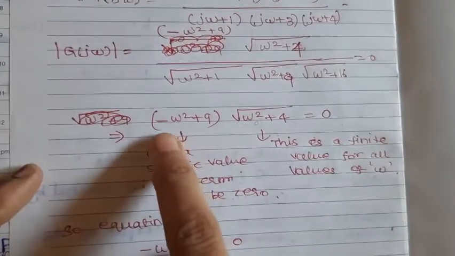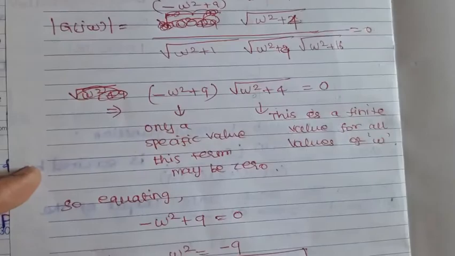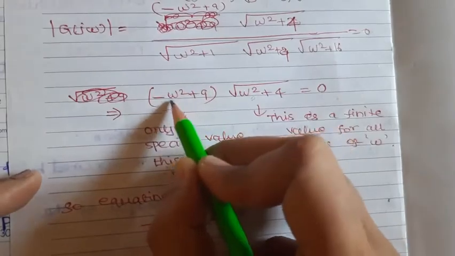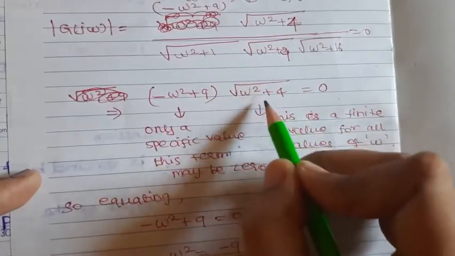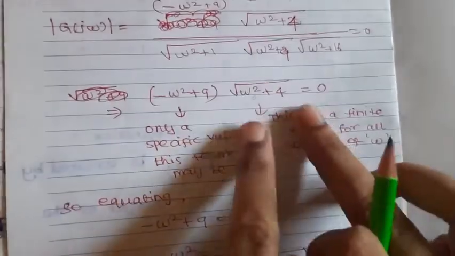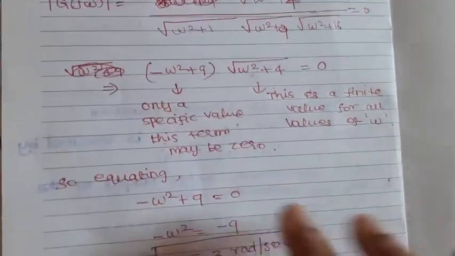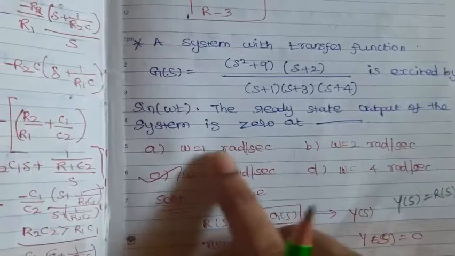For only a specific value of omega, this term may be 0, right? If omega equal to 3, this term equals 0. With 3, 3 squared is 9, minus 9 plus 9, this term will get 0. The other term will not be 0 for any value of omega, since even at omega equal to 0 we have a finite value. So this is a finite value that should not be equal to 0. For a specific value, it will become 0. So equating this term to 0, what will we get? Obviously omega equal to 3 radians per second. So the steady state output of the system is 0 at omega equal to 3 radians per second.